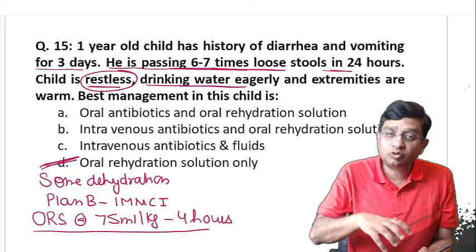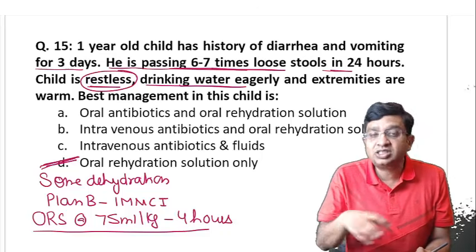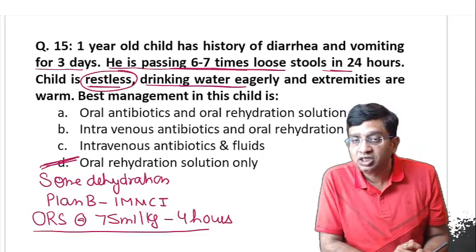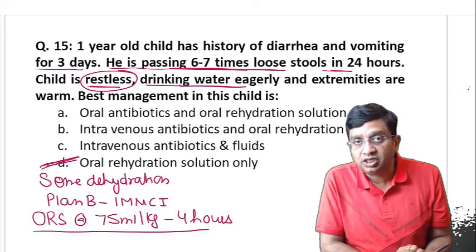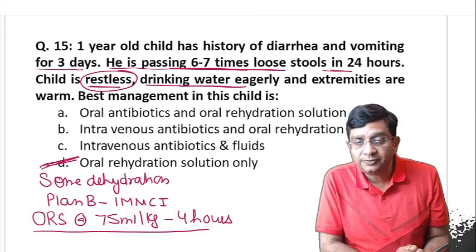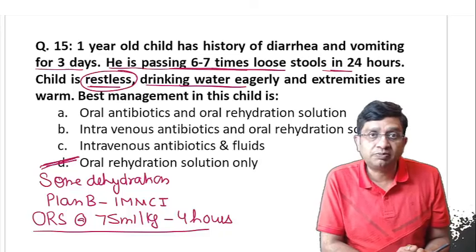So if you get a question on dehydration, first classify the child into which category of dehydration, and then think of the management. In minimal or no dehydration, it is plan A. In some, plan B. In severe, plan C.